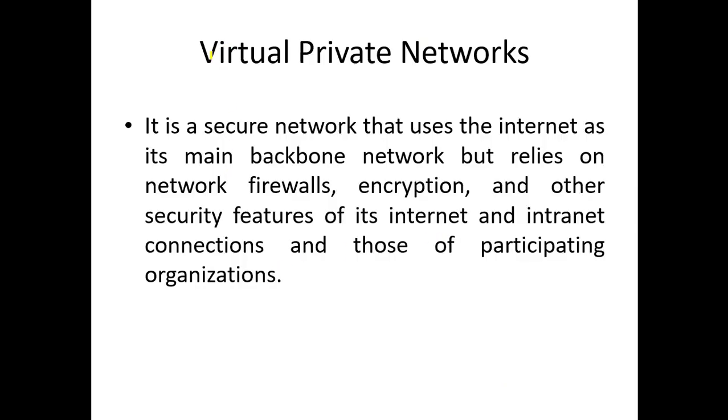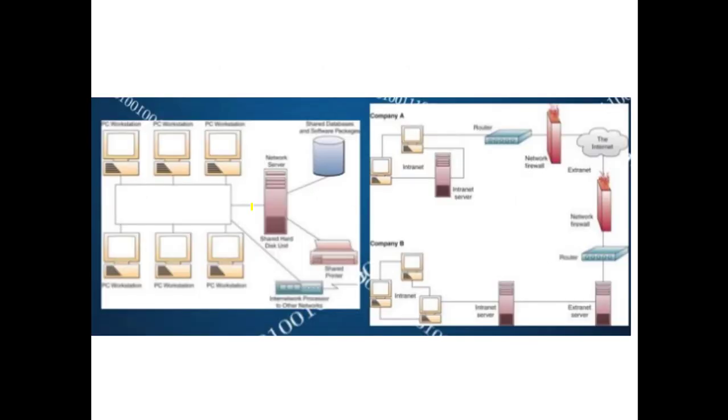I mentioned virtual private networks. It is a secure network that uses the internet as the main backbone network, but relies on network firewalls, encryption, and other security features. Okay, I mentioned that one already. This is the image of a VPN, quite blurred.